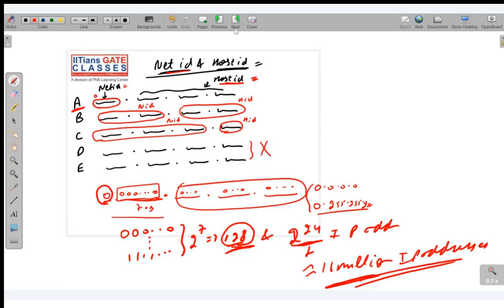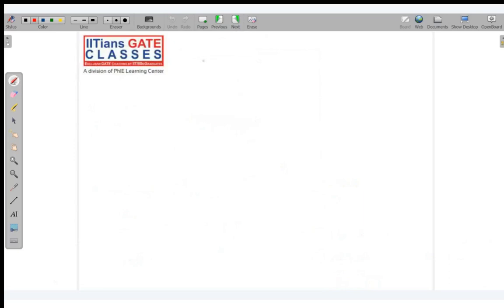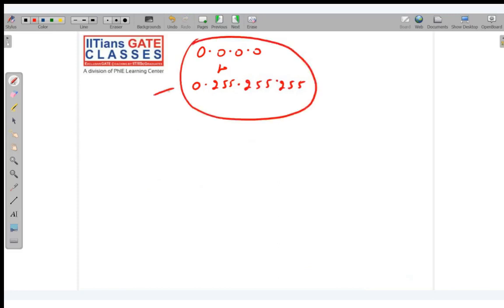Take the snapshot. Okay. So now I have told you it can be given to 2 power 7. But actually when we are implementing, we have reserved 2 blocks. That means 0.0.0.0 to 0.255.255.255. This block can be given to the first organization, but it is reserved for historical reasons. It has been reserved.